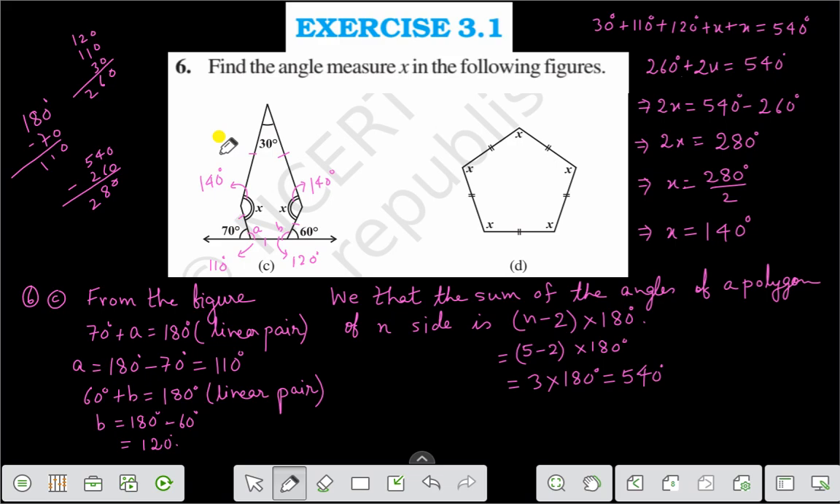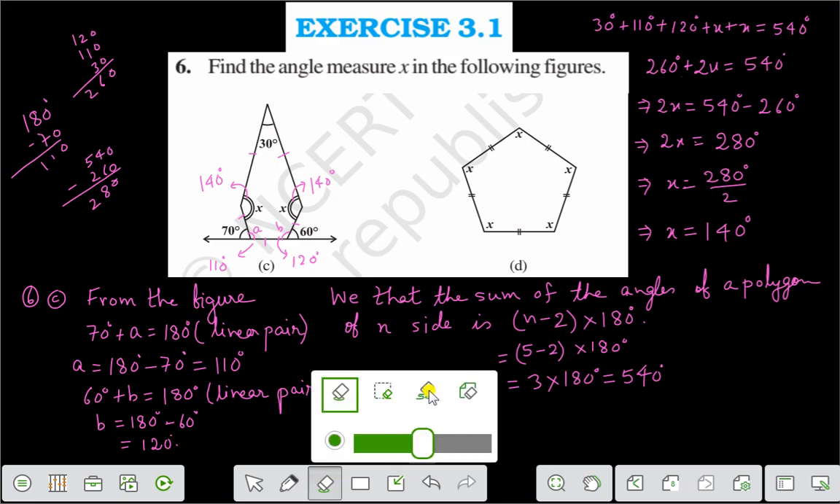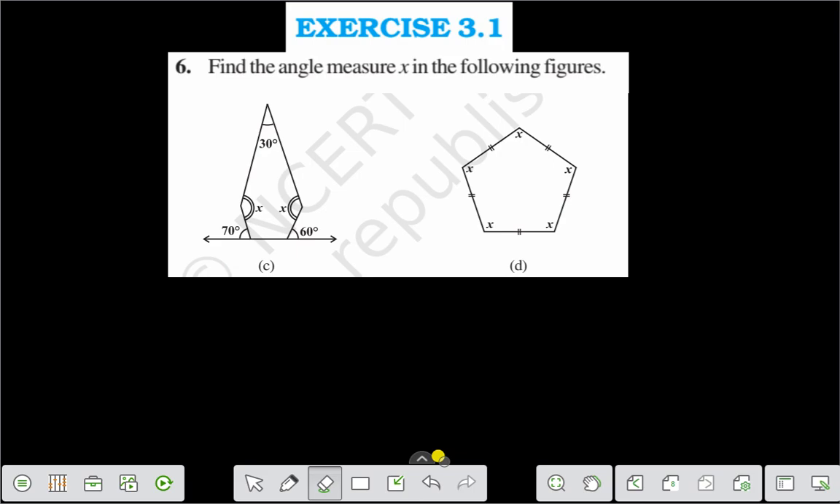We'll solve question number D now, right? You see the value of x is 140 degree. This is 140, this is 140, the A is 110 degree, B is 120 degree, and this is 30 degree. And this is the figure of a pentagon, 1, 2, 3, 4, 5 sides. That is a pentagon, right? Here we'll solve question number D.